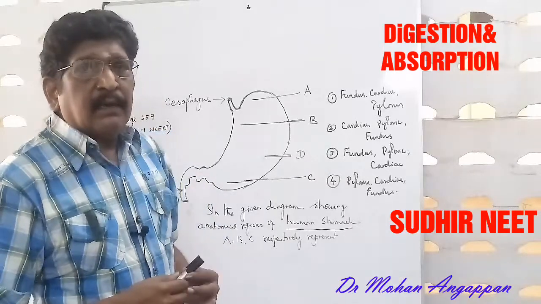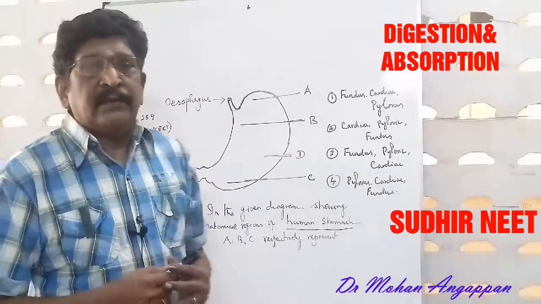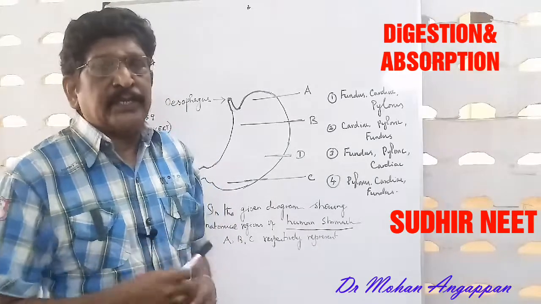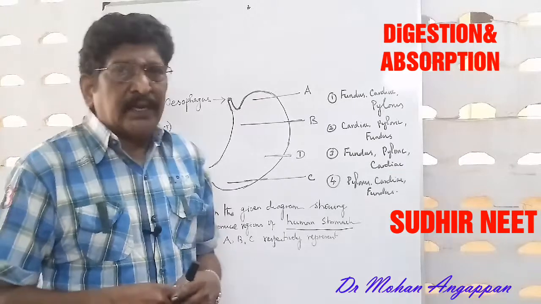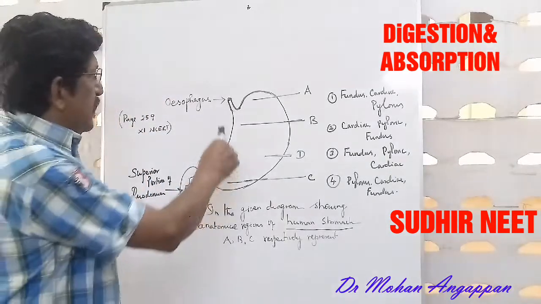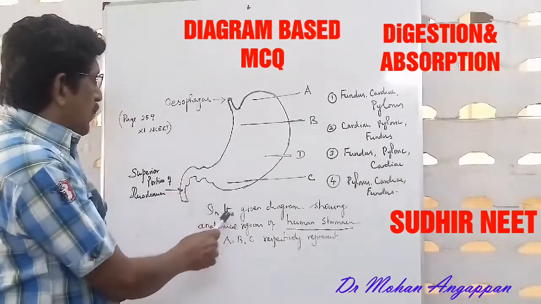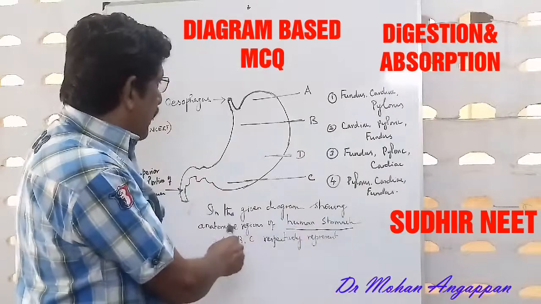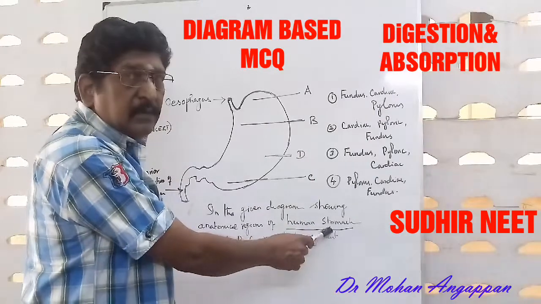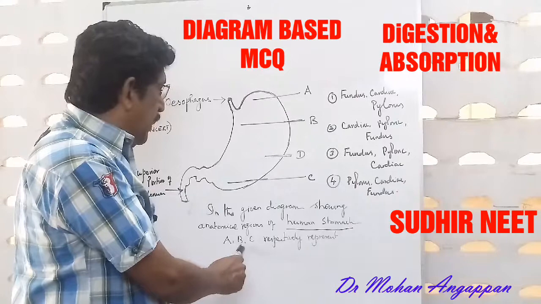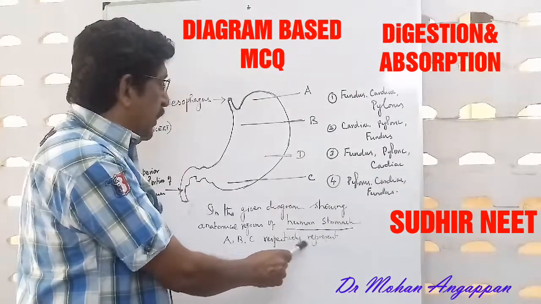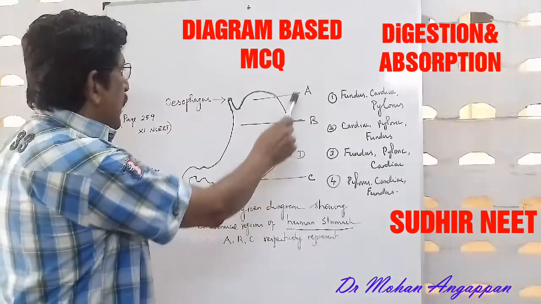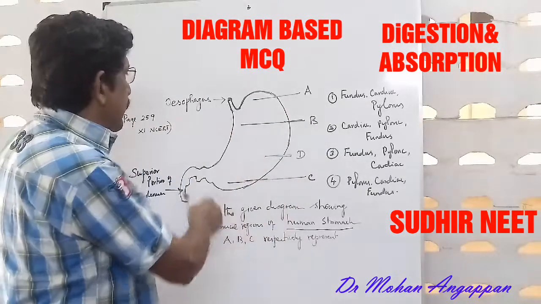See, today let us take up another question based on the diagram. It's an easy question. Now you can see the question. This is the diagram. The question is, in the given diagram showing anatomical regions of human stomach, A, B and C respectively represent. That is the question. So this is the diagram. Here A, B, C and D is given.